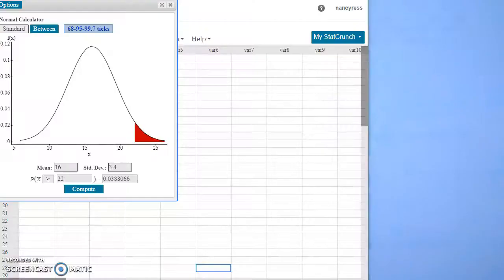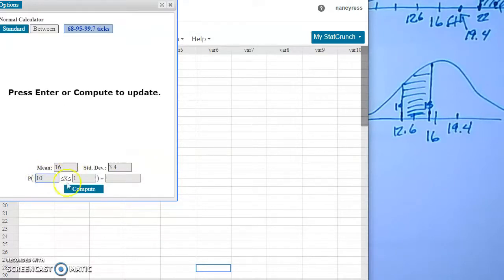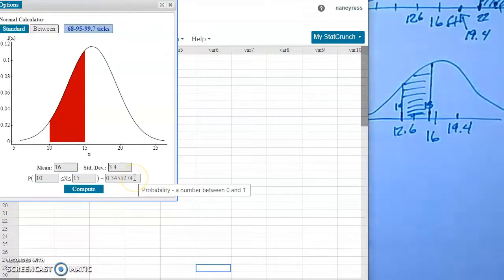If we go back to StatCrunch, because we're doing this between two values, we want to use the between function here. We're leaving our mean and standard deviation like they were, and we're putting 10 and 15 into these two boxes. And there's our probability.